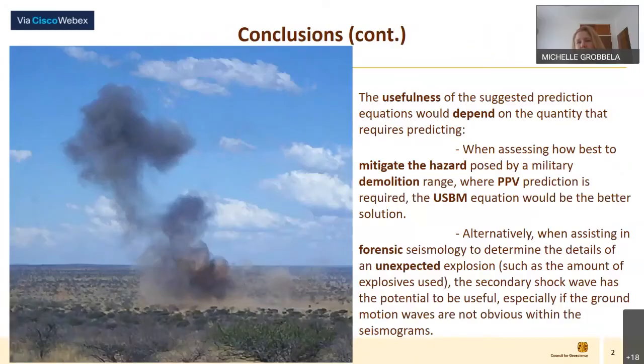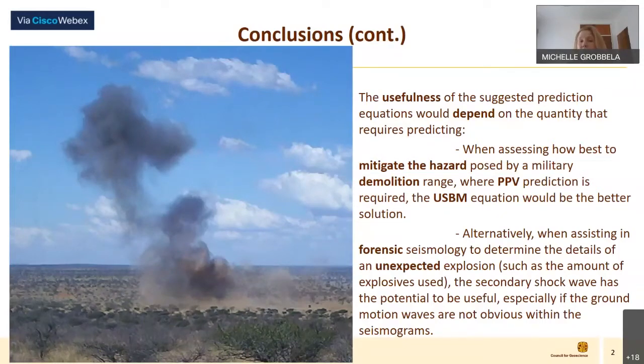In conclusion, we found that the United States Bureau of Mines equation, which was created for buried explosions, actually worked quite well for our data set. We also found something very interesting called the secondary shockwave delay, which we used for the atmospheric signals that we picked up, and which also produced very good results. Obviously, the usefulness of these prediction equations depends on what you would like to look at. Your USBM, or Bureau of Mines, equation looks more at ground motion and peak particle velocities, whereas your secondary shockwave delays would be very useful for forensic seismology. For instance, if there's an unexpected explosion, then one could certainly look at that.